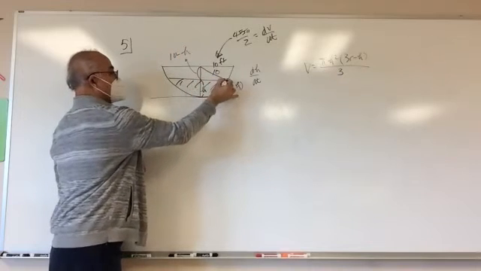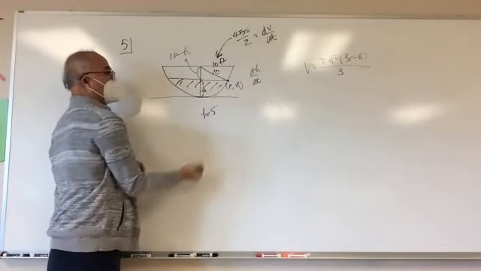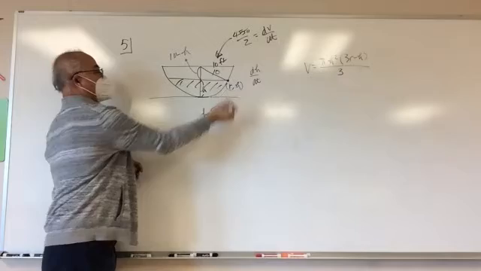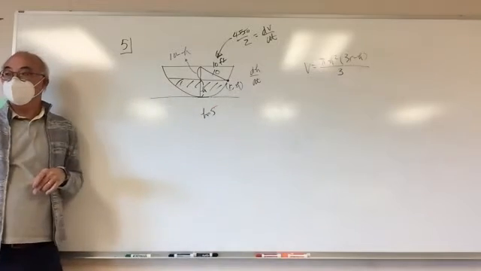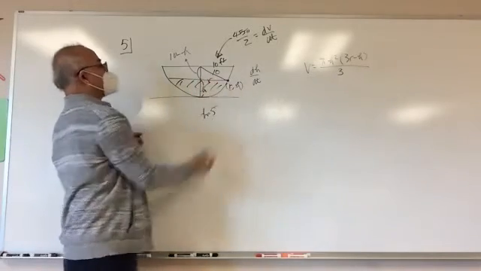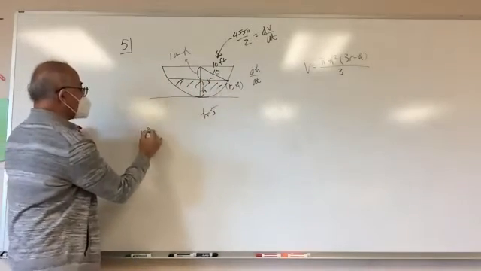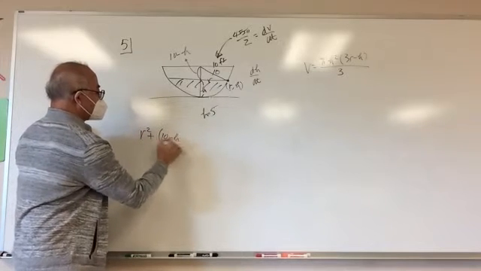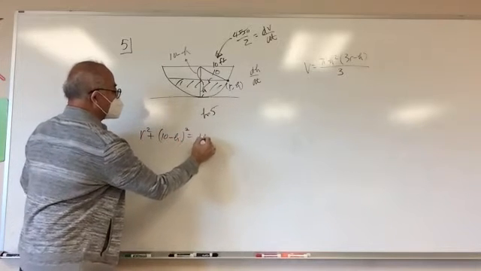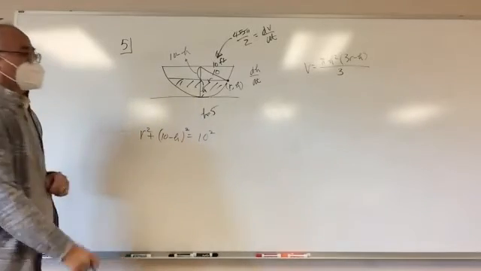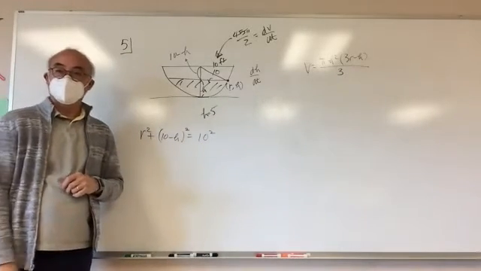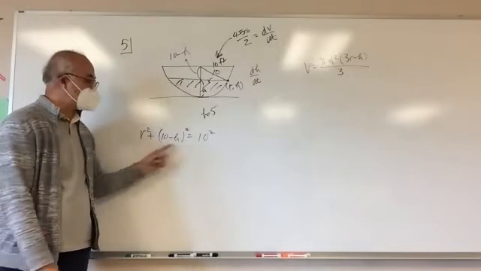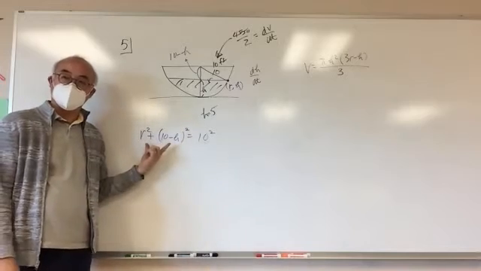What is this guy here? R, right? This is r. So I know that r squared plus (10 minus h) squared is going to be equal to 10 squared. Okay, so this is what ties the r and the h together.